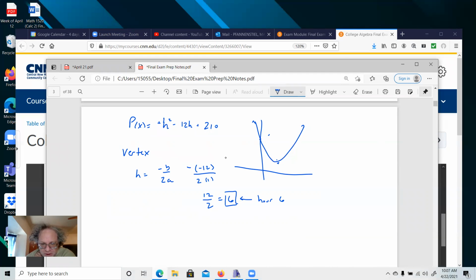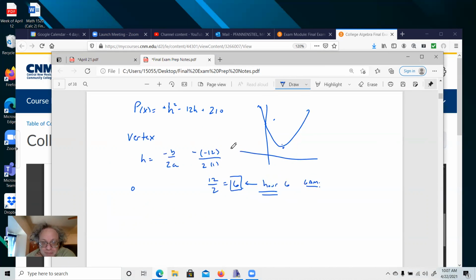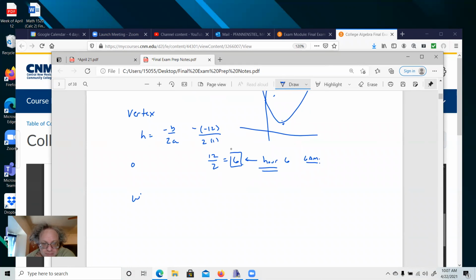Which I think is going to be 6 a.m. That's when our minimum power is produced. It might be 5 a.m. No, 7 a.m. because of the plus 1 shift going from 0. But let's not overthink it. All right, and then what is the minimum power production at hour 6?